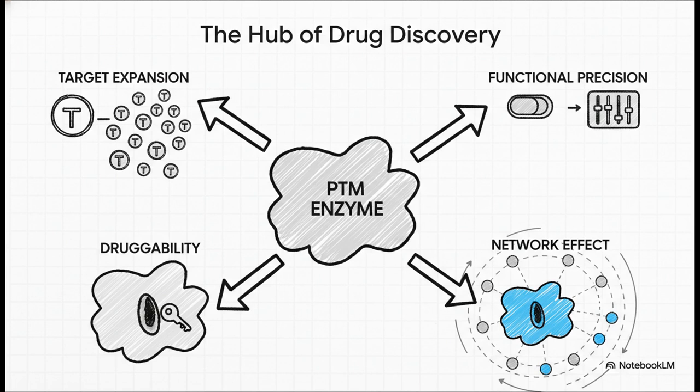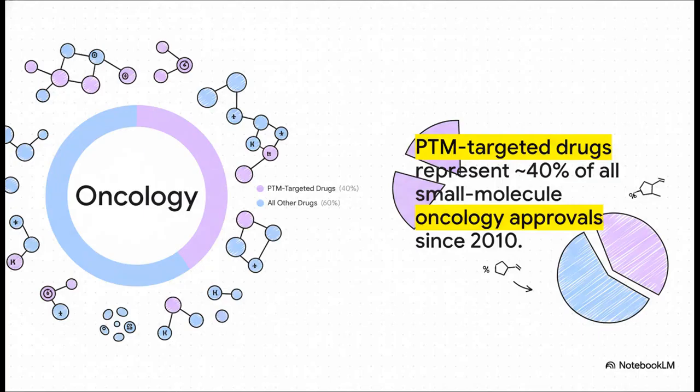And finally, the network effect. If you hit one master switch, you can reprogram an entire disease network all at once. And the results, they're undeniable. Just look at oncology, one of the toughest areas in all of medicine. Since 2010, drugs that target the PTM operating system account for a massive 40% of all new small molecule cancer drug approvals. This strategy isn't just promising, it's become dominant.